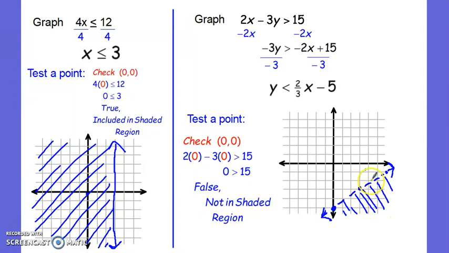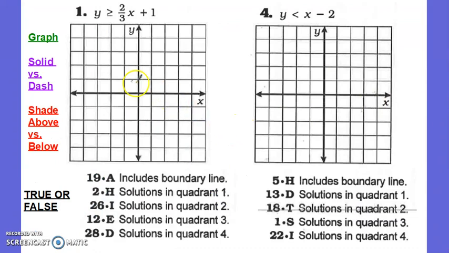And that's how you figure out what's true and what's false on a 2-variable inequality. Let's try a couple more very quickly here on the next page. So step 1, notice they're both in y equals mx plus b form. And by the way, these are examples from your worksheet for day 2 of inequalities.